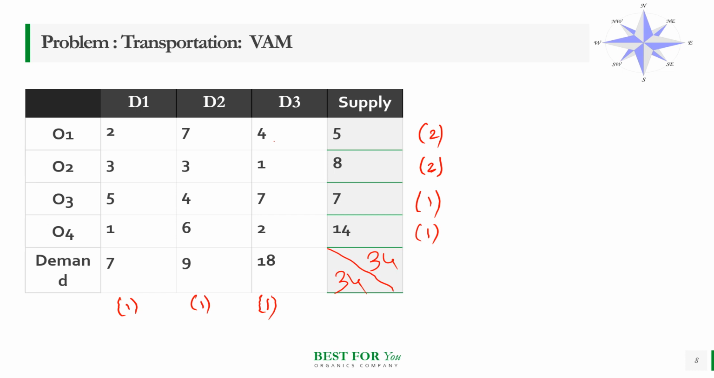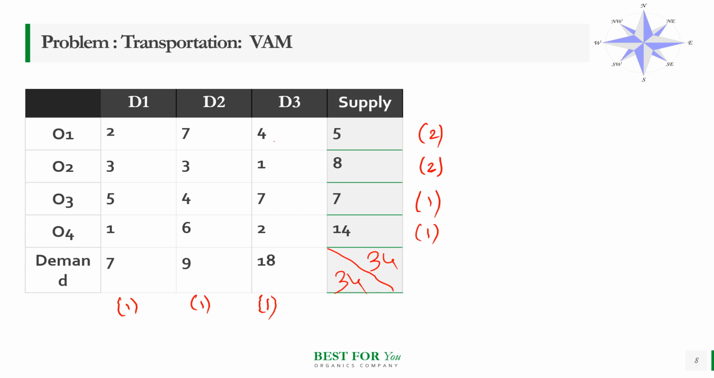The highest difference is 2, and we are getting it at 2 places. When this happens, arbitrarily you can choose any one. In this case I am going with the first one, this one. So let us do the allocation.